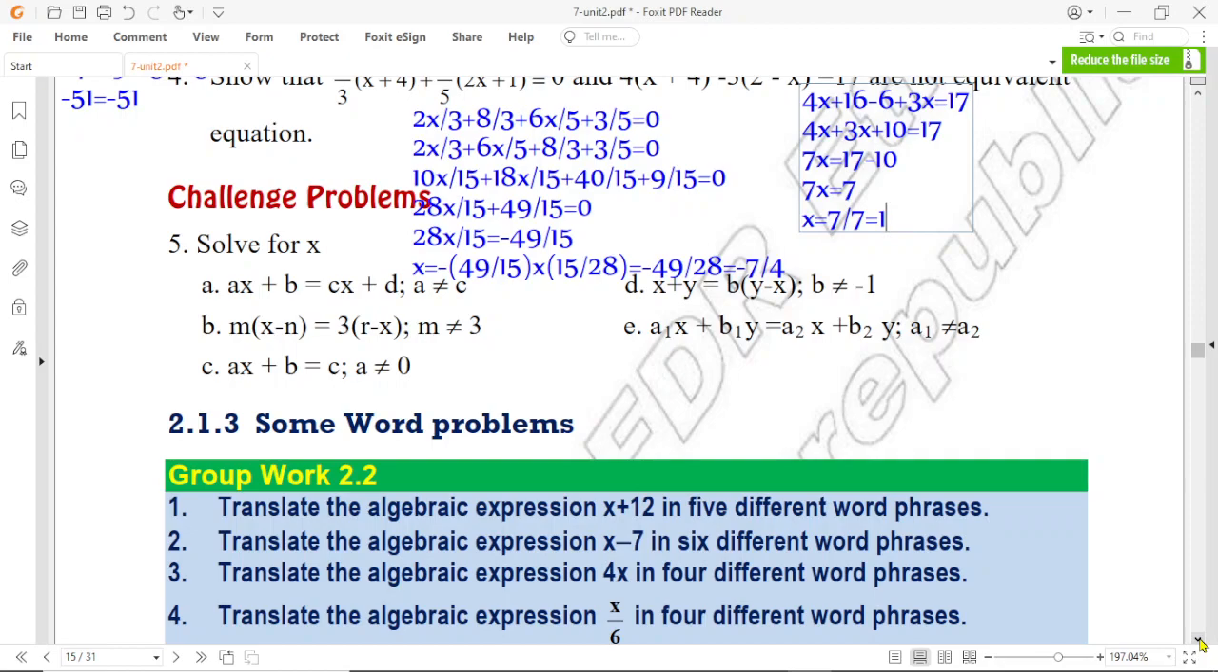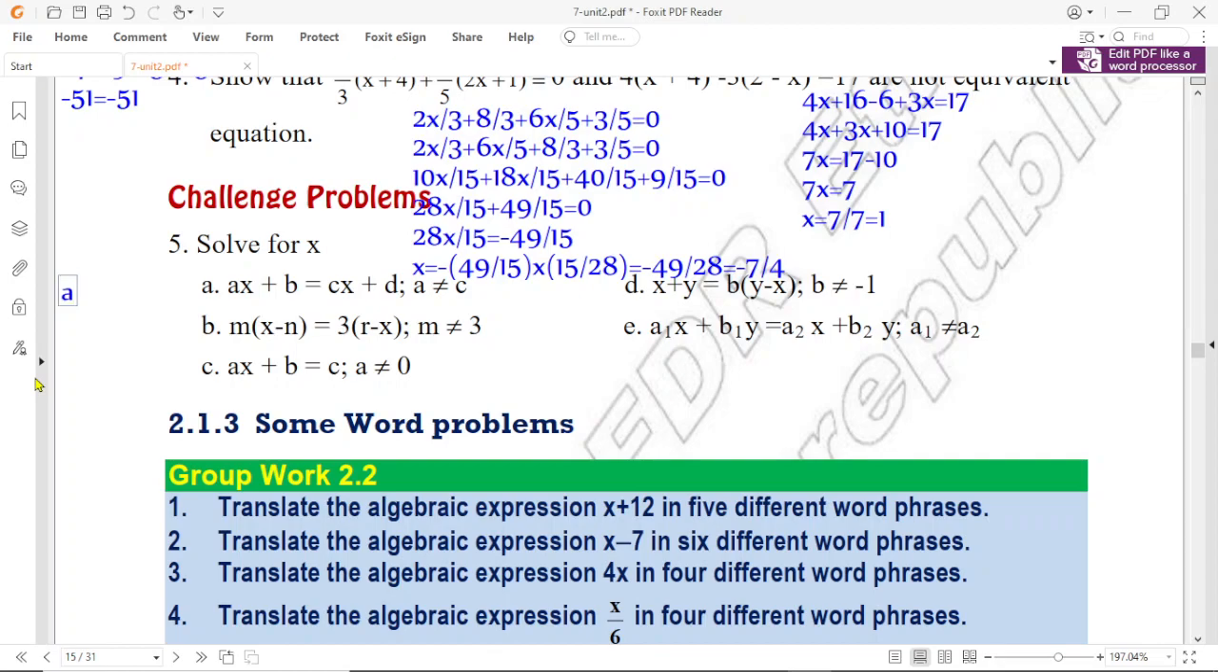Challenge problem: solve for x. Just using the transformation rule. Given ax plus b, which is equal to cx plus d, where a and c are different. Then ax and cx, because they contain x, are like terms, variable terms. b and d are numbers, constants.